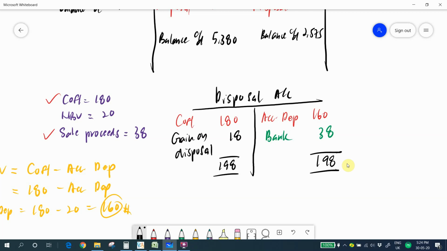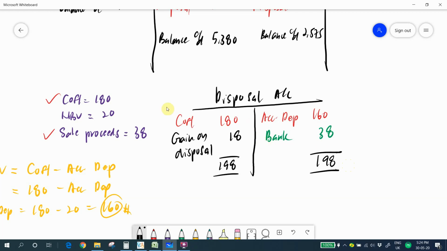Why gain on disposal? Let's do an analysis. You spend 180 as the cost for buying the asset. You have used the benefit up to 160,000 and you can receive 38,000 from the selling. It means that you earn 18. Your cost is lower than accumulated depreciation plus the sale proceeds. So this is a gain on disposal. So we have completed our disposal account.